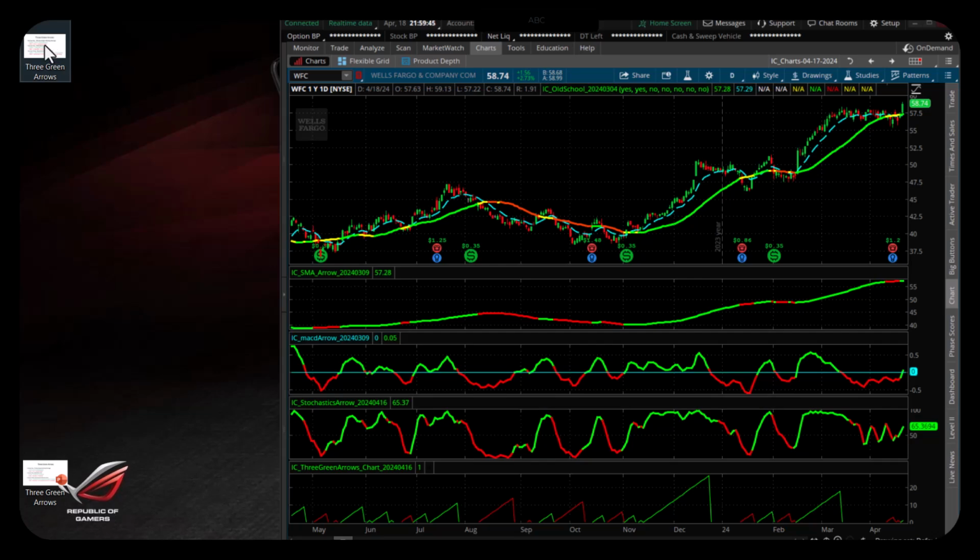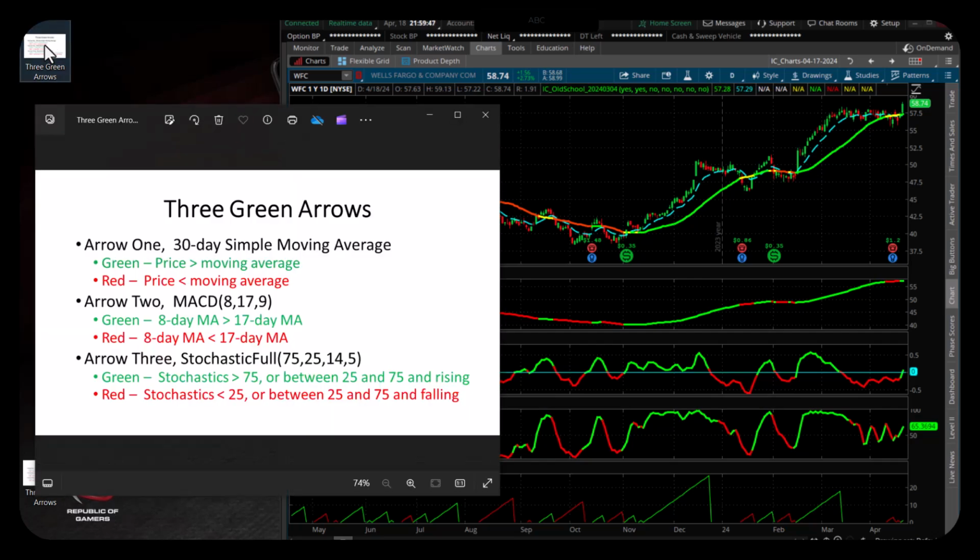It consists of basically three sub strategies, and the goal was to get a green go from each of the strategies. When you got done, you had to buy three green arrows. And it turns out the first arrow was associated with the 30-day simple moving average.